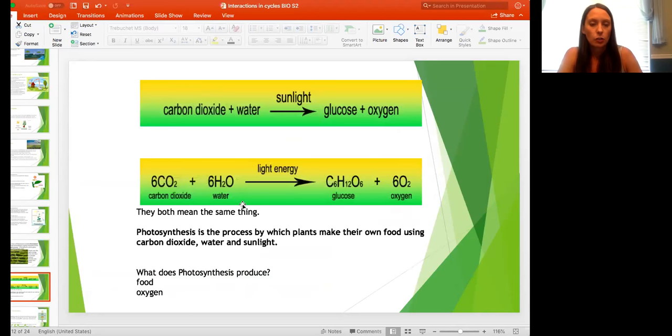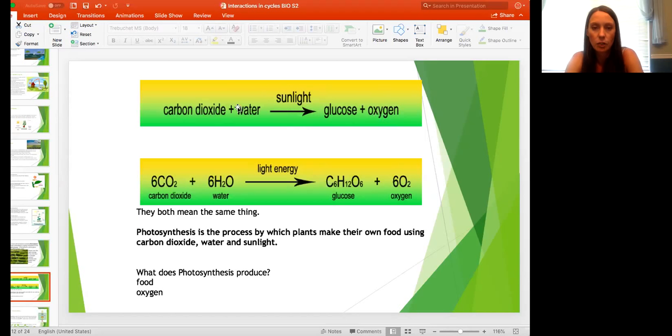Okay, so again, looking at photosynthesis in simple terms, let's write this out in a formula kind of way. I'm going to come down to this part here first. Photosynthesis is the process by which plants make their own food using carbon dioxide, water, and sunlight. So here's the written form of it, a word equation: carbon dioxide plus water, given sunlight, gives us photosynthesis, which then produces glucose and oxygen.